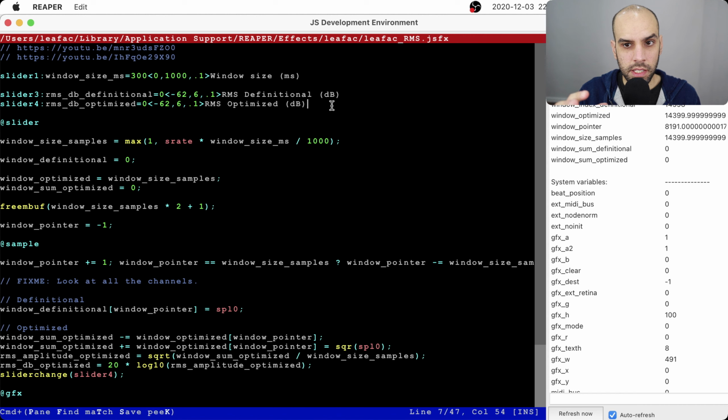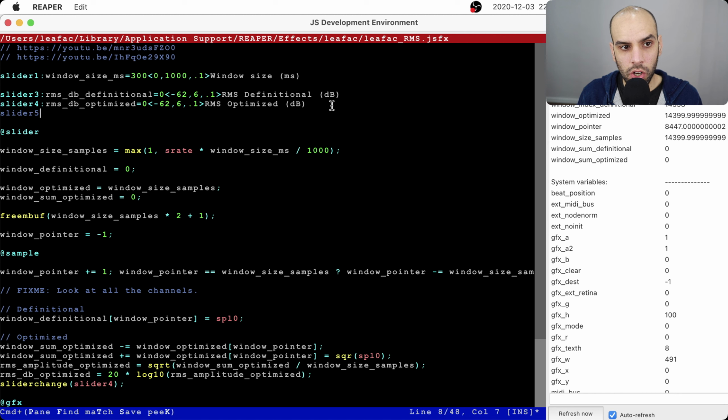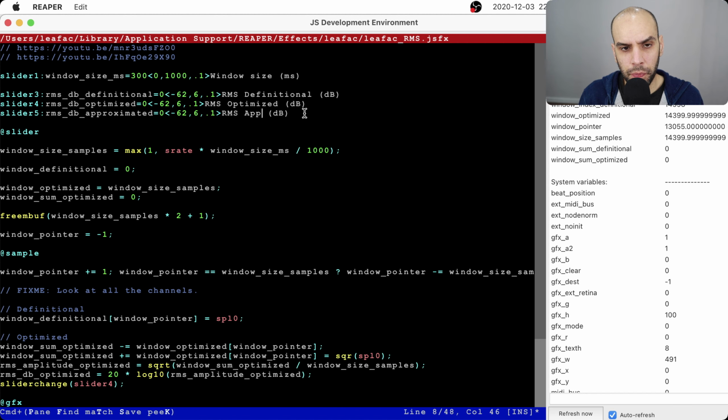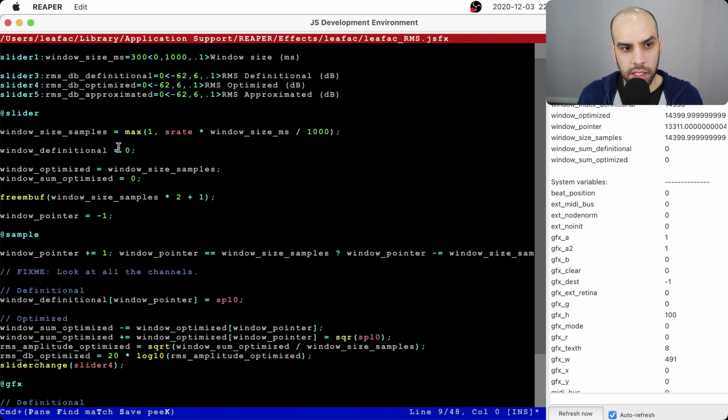Okay, so this is the code as we left it. And for sure, what I want to do is to start with another slider, which will be the RMS in dB. And this time, I'm tempted to call this approximated, because this is the definition, this is optimized. This is approximated. We are now computing RMS with this other concept that is an approximation. So we still want to have the same range, but the label is going to read approximated.